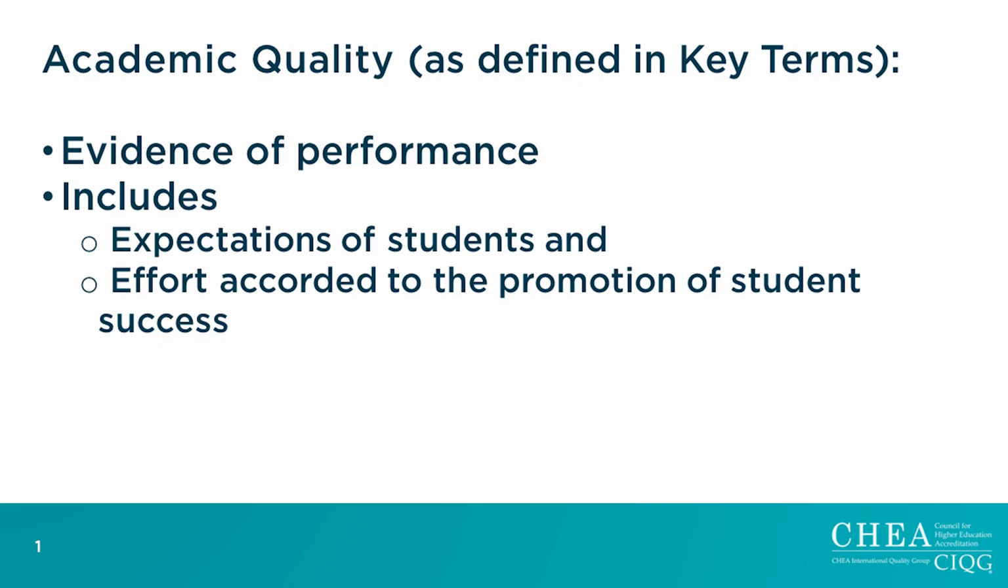What is academic quality? In key terms, academic quality is defined as the evidence of performance associated with teaching, learning, research, and service, including the integrated way in which learning, practice, and discovery are fostered by institutions and programs. Academic quality includes the expectations that institutions or programs have of students and the effort those institutions or programs accord to the promotion of student success.